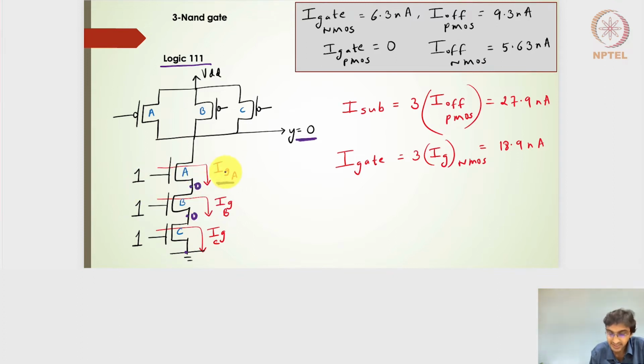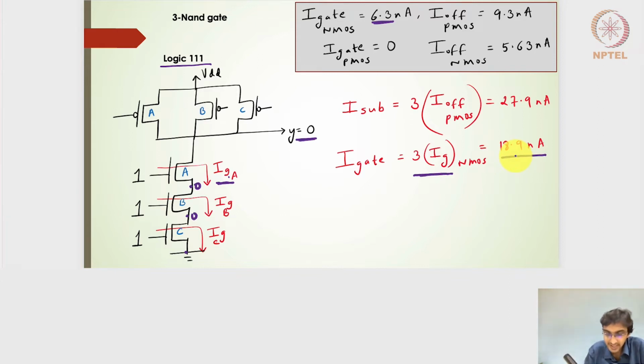So I will get a gate leakage current for the A transistor, for the B transistor and the C transistor. The overall gate leakage current on the pull-down side will be the gate leakage current of the A transistor plus B plus C transistors. So it will be 3 times the gate leakage current for an NMOS transistor. It is nothing but 3 multiplied by 6.3, which will be 18.9 nanoamperes.